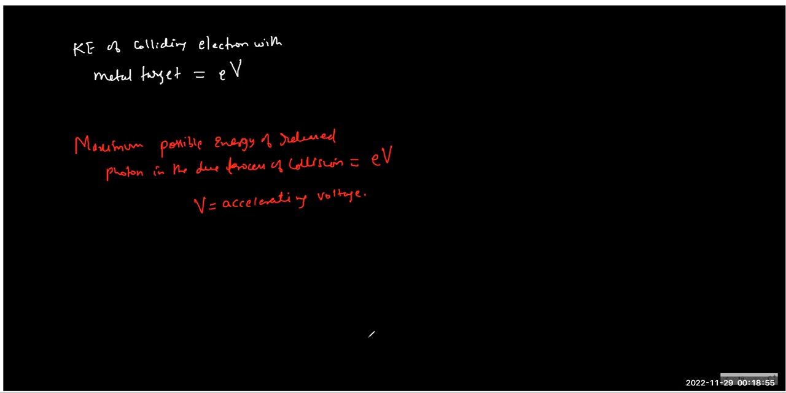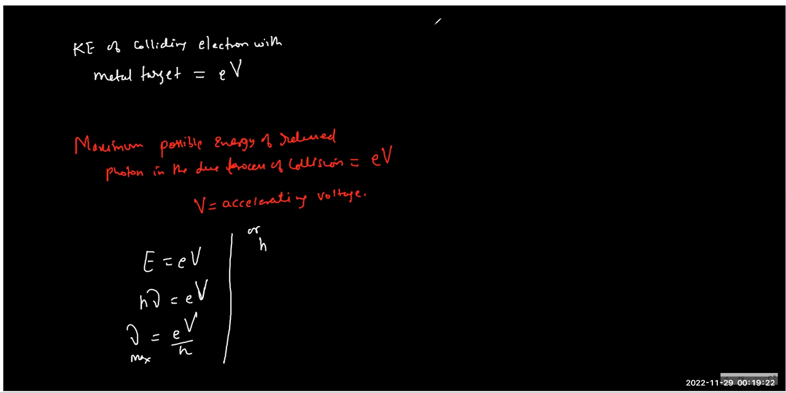Anyway, if I write the energy of that photon as per Planck's law, we can write it as h nu. So the frequency is, this is the maximum frequency or minimum frequency? Maximum. Or the same thing we can also write as E equals eV, so we can write hc by lambda. Lambda max or min? Min. So the minimum possible wavelength in X-ray is what?